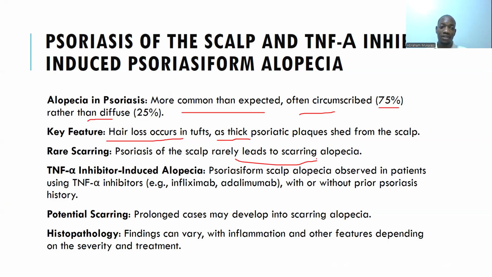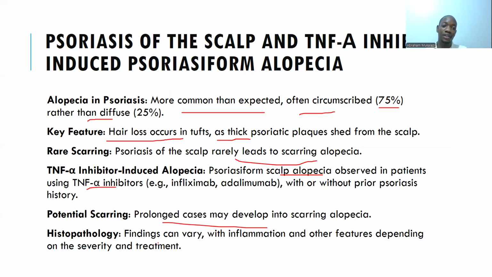And then tumor necrosis factor inhibitor-induced alopecia still gives you that psoriasis type of scalp alopecia, and it is observed in patients who have been started on drugs like infliximab or adalimumab. And this can occur with or without prior psoriasis in their history. What you have to remember is that this type of hair loss also has a potential risk of becoming a scarring type. So it can be either cicatricial or non-cicatricial.